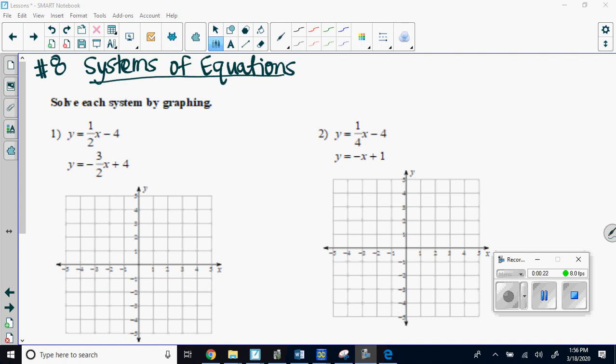Graphing, you guys are great at graphing. The only thing here is you're going to have to graph twice. So let me write up a quick reminder. If it's a positive slope, you can go up and right, or down and left.